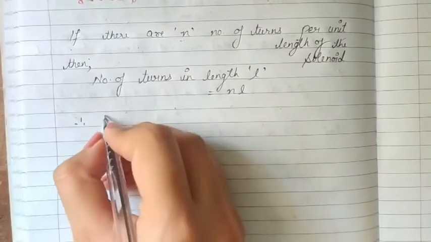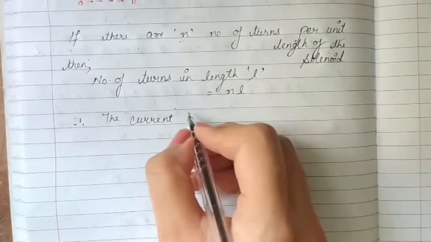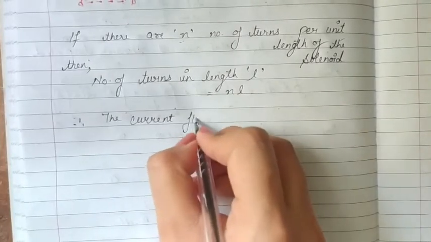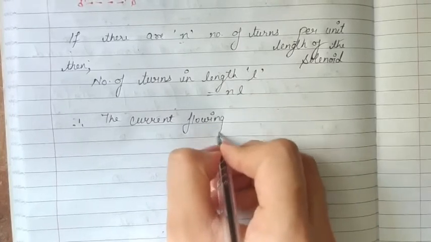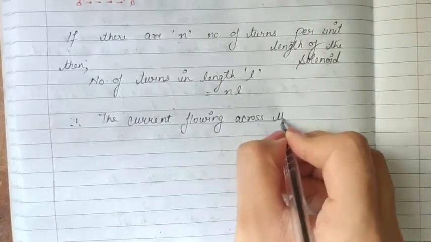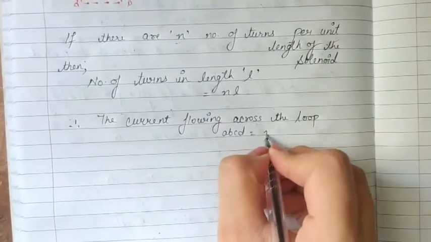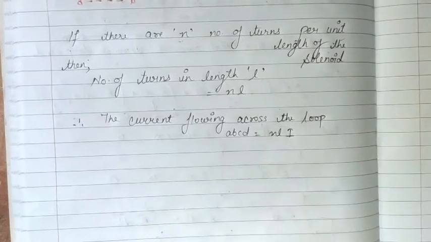So the current flowing across the loop ABCD is equal to nLI. Let me explain this more.